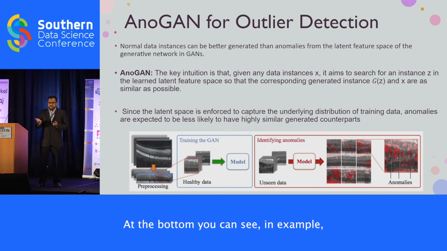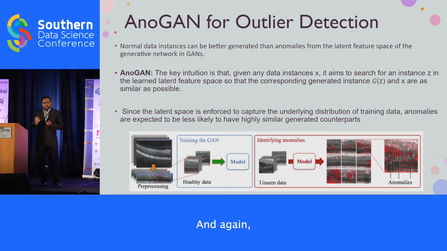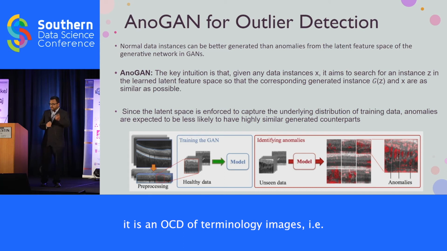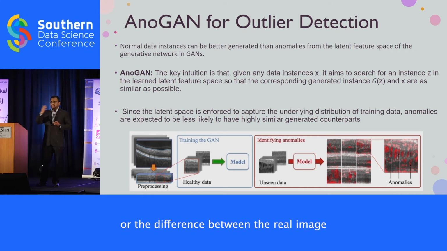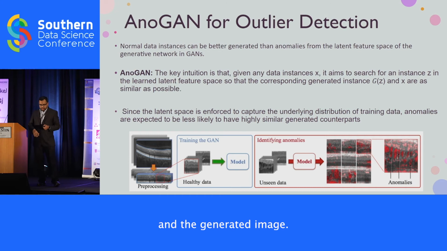At the bottom, you can see an example of how you train AnoGAN. It is OCT, ophthalmology images, eye scans. Start with that, get the healthy data, train the model, and when the unseen data comes, pass it through the model and get the anomalies by calculating the distance or the difference between the real image and the generated image.